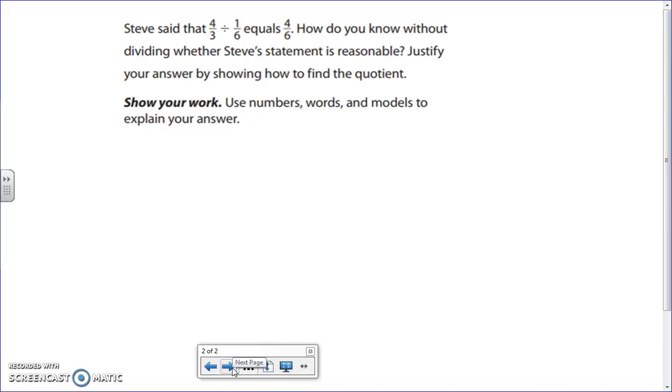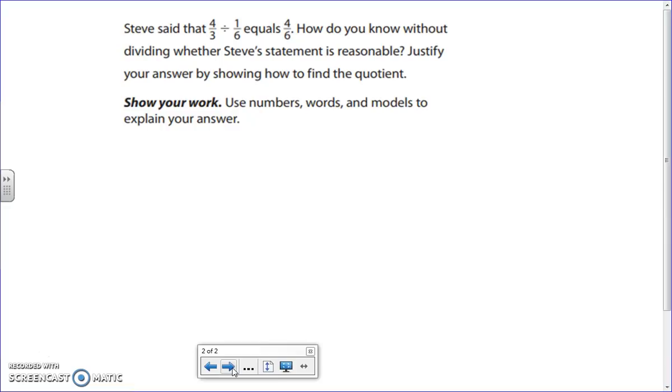Steve said that 4/3 divided by 1/6 equals 4/6. How do you know without dividing whether Steve's statement is reasonable? Justify your answer by showing how to find the quotient. Use numbers, words, and models to explain your answer. So there's a lot of parts to this.